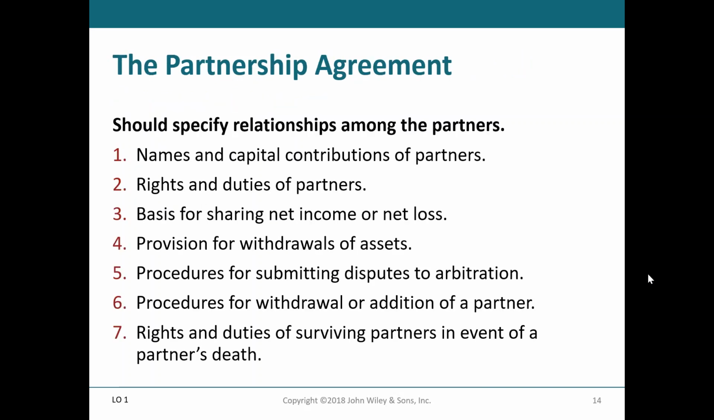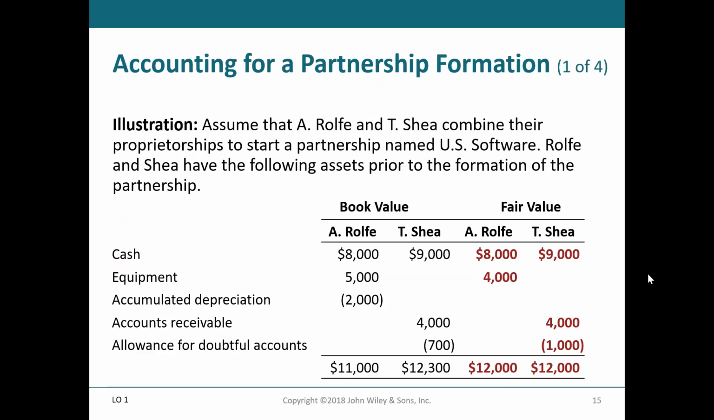A partnership agreement should specify the relationship among the partners: the names and capital contributions of the partners, the rights and duties of partners, basis for sharing net income or net loss, provisions for withdrawals of assets, procedures for submitting disputes to arbitration, procedures for withdrawal or addition of a partner, and rights and duties of surviving partners in the event of a partner's death. The partnership agreement is very important, especially in accounting, to help account for the business.